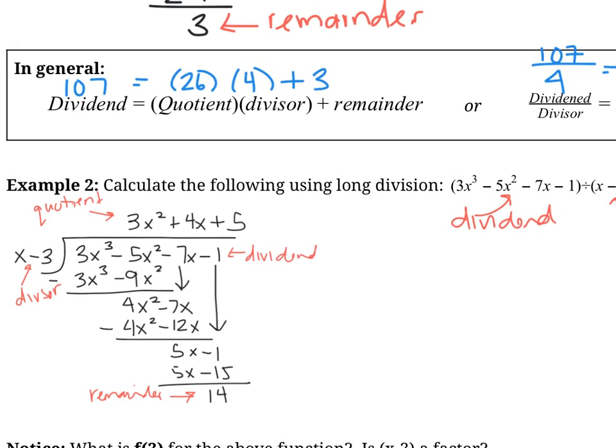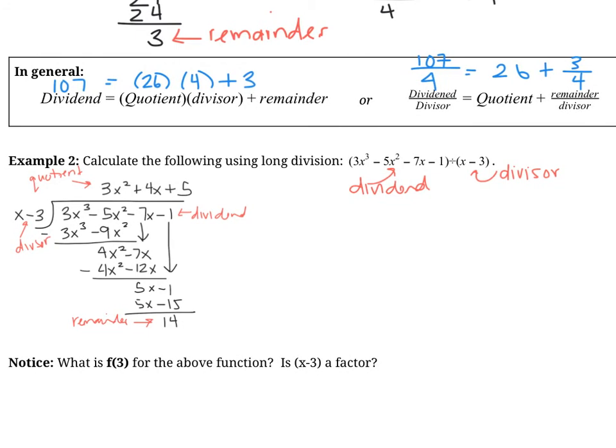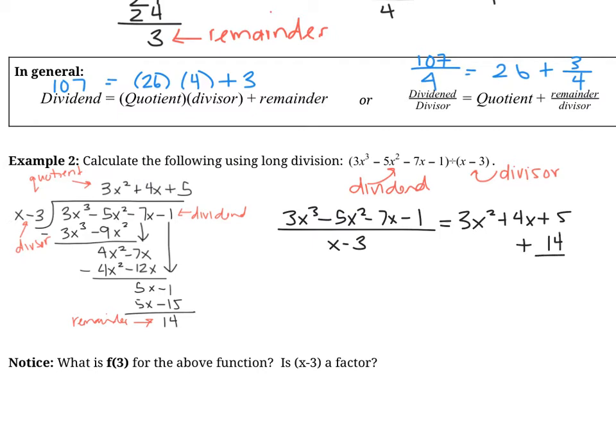So using our summary from above, let's just zoom out so we can see it. Using this summary above here, we can write this in 2 different ways. One way is we can start with the original question, which is 3x to the power of 3 minus 5x squared minus 7x minus 1 divided by x minus 3. Well, it gave us the quotient of 3x squared plus 4x plus 5, plus there was a remainder of 14, and we're going to put that over the divisor, which was x minus 3.